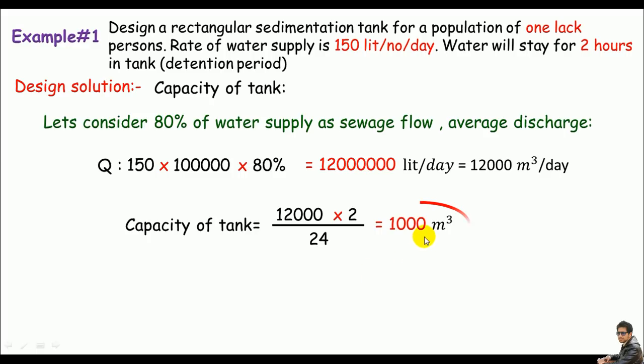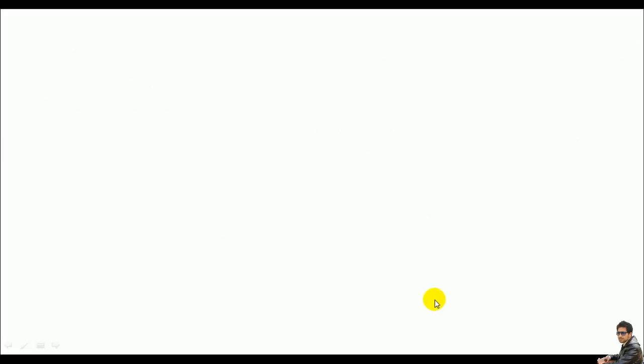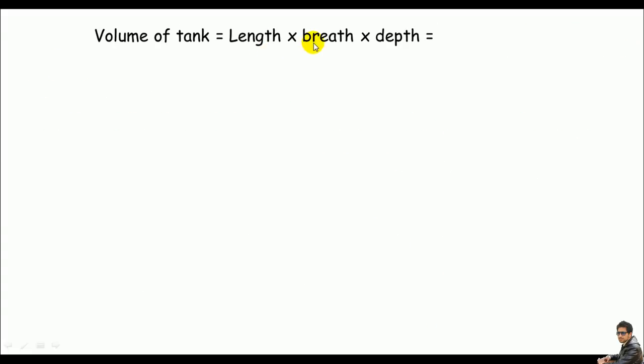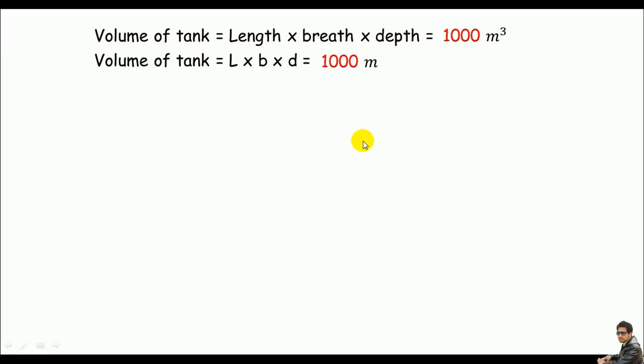If you see, the capacity of the tank is in the form of volume, and the volume of a sedimentation tank will be just the length times breadth times the depth, which is of course 1000 cubic meter. So we got a nice calculated value as the volume of the tank, length times breadth times the depth, which is 1000 cubic meter. Or I can shortly say the volume of tank will be L times B times D, which is 1000 cubic meter.